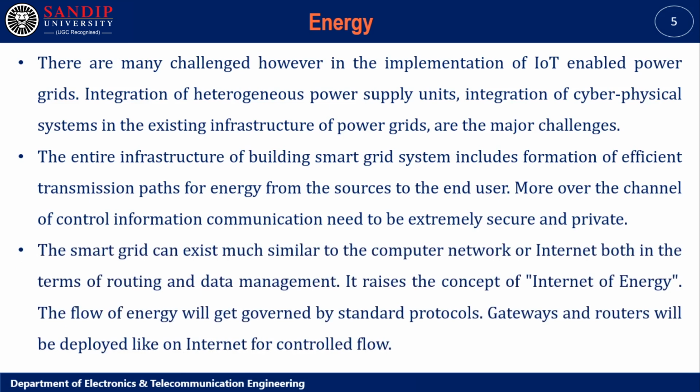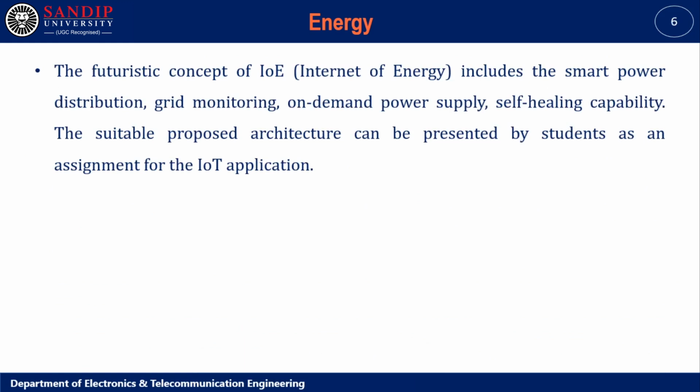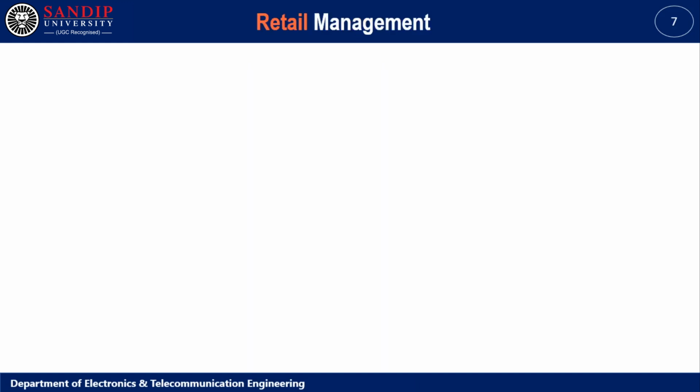The smart grid can exist much similar to the computer network or internet, both in terms of routing and data management. It raises the concept of Internet of Energy. The flow of energy will get governed by standard protocols. Gateways and routers will be deployed like an internet for control flow. The futuristic concept of IoE, that is Internet of Energy, includes smart power distribution, grid monitoring, on-demand power supply, and self-healing capability. The suitable proposed architecture can be presented by students as an assignment for the IoT application.